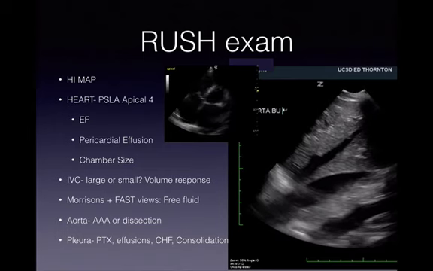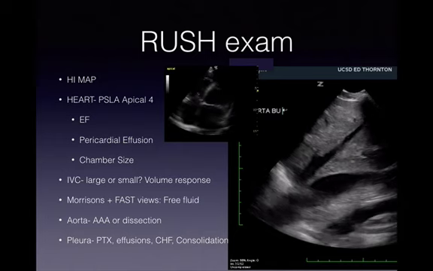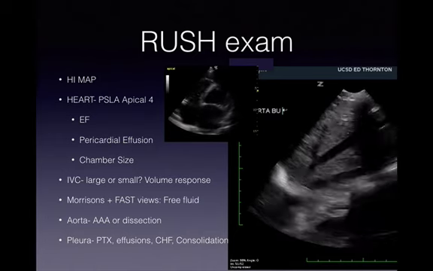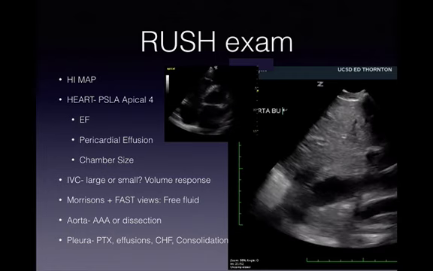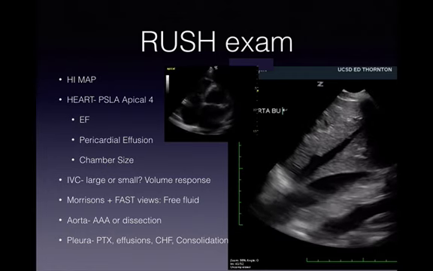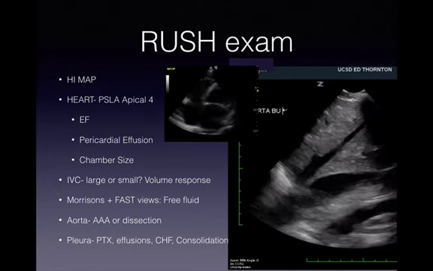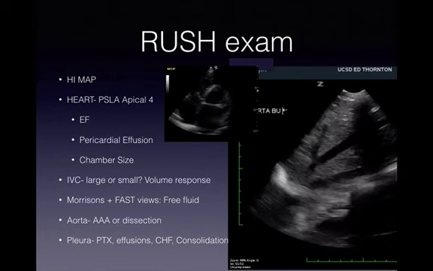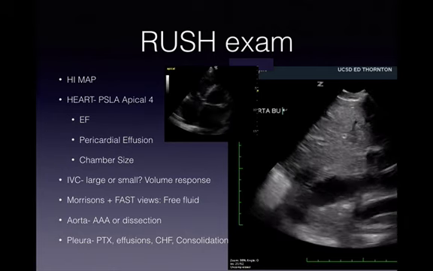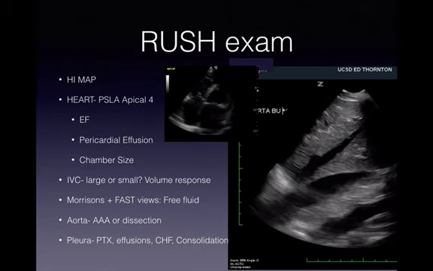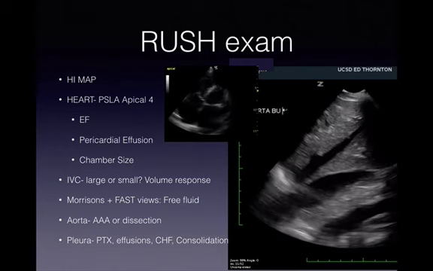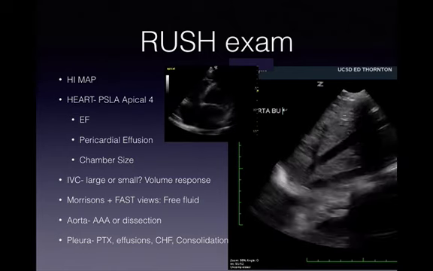So let's review the RUSH exam. The mnemonic for it is HIMAP. The H is the heart, where we'll look at the parasternal long axis view and the apical 4-chamber view. We'll evaluate ejection fraction. We'll evaluate for pericardial effusion and chamber size. Next, we'll look at the I, or the inferior vena cava. Is it big or small? Does it predict fluid responsiveness?